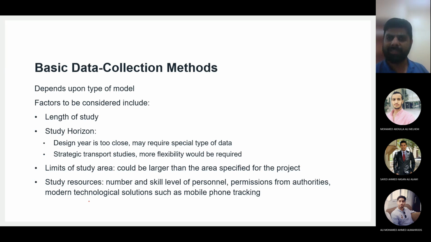But if you are doing a strategic planning study, where your data will be used for 20 or 30 years of planning, then many things can change in 20-30 years. So in that case, your data collection technique should have some flexibility. The data which you are collecting should have some flexibility, because if after 5 or 6 years you need something else, that should be part of the data already.